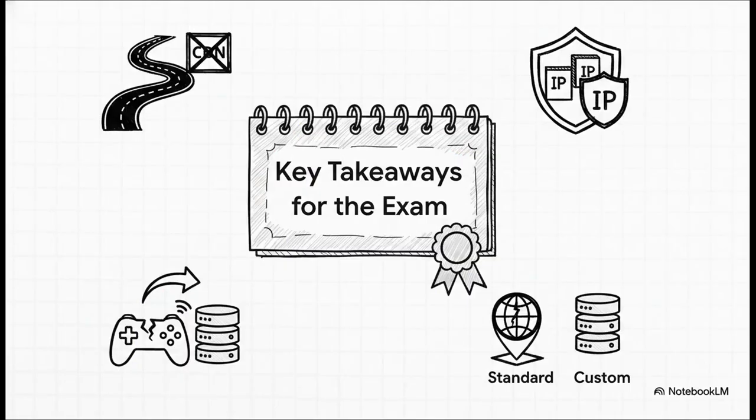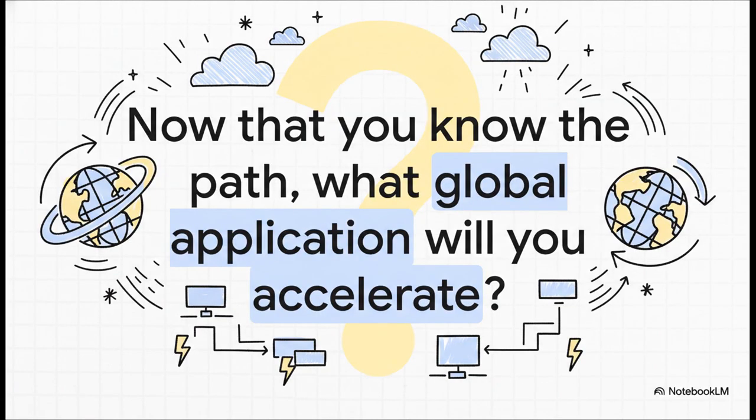So, let's wrap this up. If you remember nothing else for your exam, remember this. Global Accelerator is for the network path, not caching. It is not a CDN. It gives you 2 static IPs for a rock-solid front door. It handles all kinds of traffic, including TCP and UDP, and it automatically fails over when things go wrong. And of course, know the difference. Standard for letting AWS find the best route, and custom for when you need to pin users to a specific server. Look, this service really unlocks a whole new level of performance and reliability, making it an incredibly powerful tool for any architect.